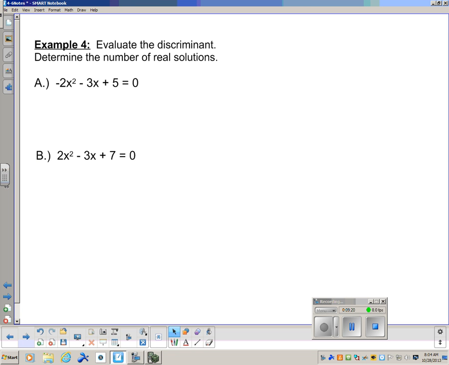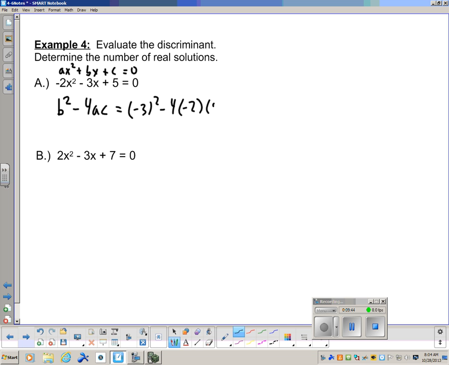So let's try one of those. It says evaluate the discriminant and determine the number of real solutions. So all we have to do is find b squared minus 4ac. We don't have to do anything else, just find that. So remember it's still ax squared plus bx plus c equals 0. My b value there is negative 3, so negative 3 squared minus 4 times a times c.